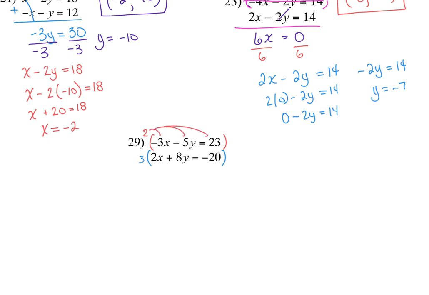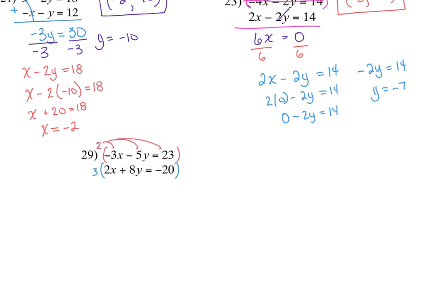2 times negative 3x is going to give me negative 6x. 2 times negative 5y will give me negative 10y, and 2 times 23 will give me 46. Then I'm going to do the same thing with this bottom equation. 3 times 2x, 3 times 8y, and 3 times negative 20.